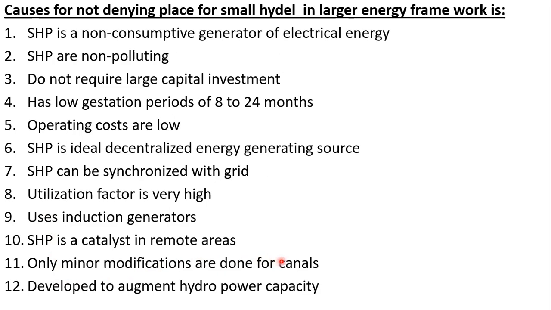Next, 11th one. Most of the schemes here need only minor modifications to canals. Most of the schemes in India are concentrated on existing canals and irrigation systems, so the necessary minor modifications result in minimum disturbance to the surrounding environment. Whatever the place is, we have to do only minor modifications for the construction, so there will be no disturbance to the surrounding environment.